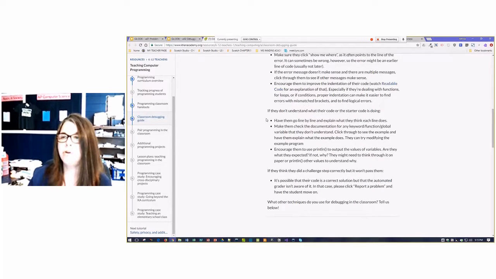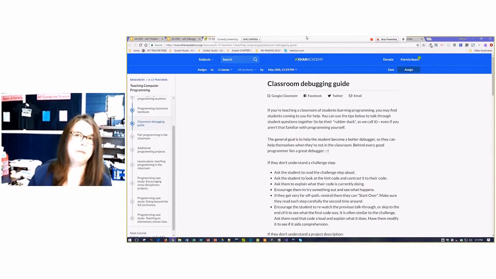If they don't understand what their code or the starter code is doing, trace the code. Go line by line and trace the code. That's my favorite debugging tool, is tracing the code.